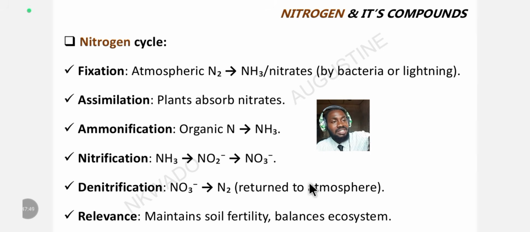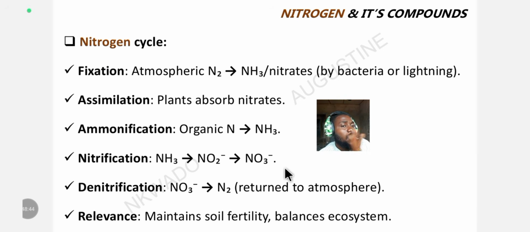That's why it's called the nitrogen cycle. It continues this way. You can see that nitrogen has been gotten back again. So in the atmosphere, fixation will now occur again. This nitrogen will turn back to ammonia and nitrate by the bacteria or lightning. Then assimilation, ammonification, nitrification, denitrification occur, and it turns back to nitrogen. Then it starts again with fixation.